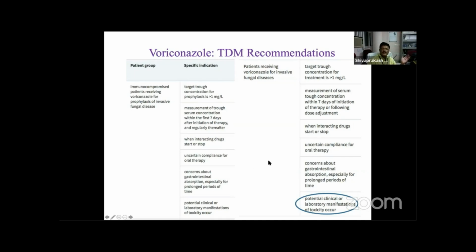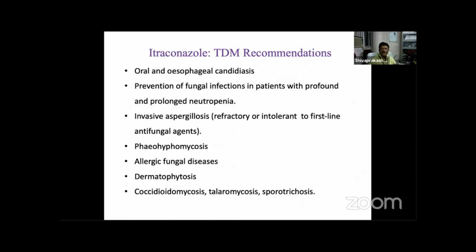And you should do it when you see any particular toxicity, like eye toxicity as well as liver toxicity and others, which have been seen with voriconazole. For itraconazole, again, you have many issues, because, as you know, it has been given for many fungal infections.